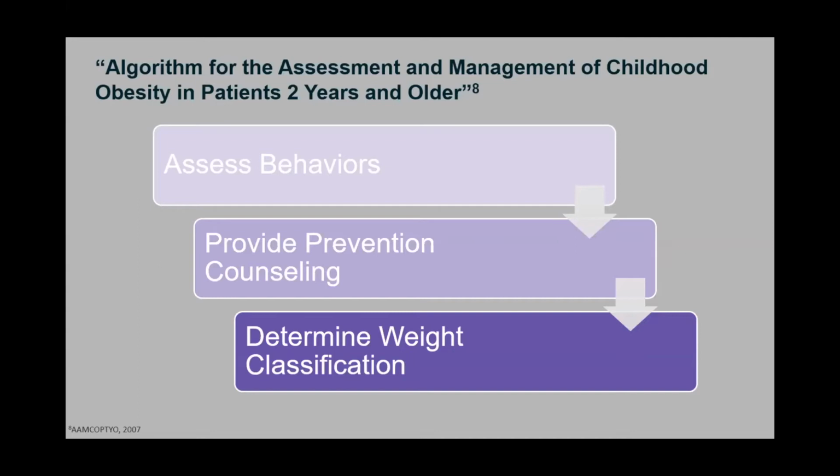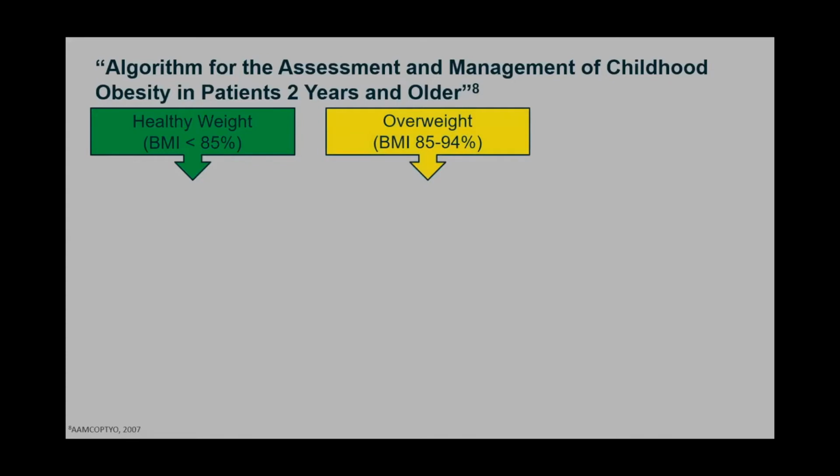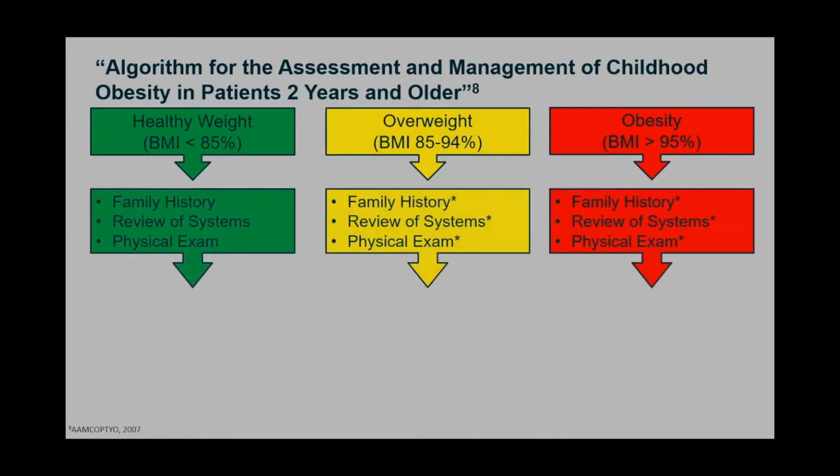Next, they determine weight classification. So they take height and weight, and they calculate BMI and plot BMI percentile. From there are 3 possible classifications. So children with a BMI of less than 85th percentile would have a healthy weight. Children with a BMI ranging from the 85th to 94th percentile have overweight, and children with a BMI at or above the 95th percentile do have obesity. From there, the basic components of a well child visit are administered. So this includes a family history, a review of systems, and a physical exam.